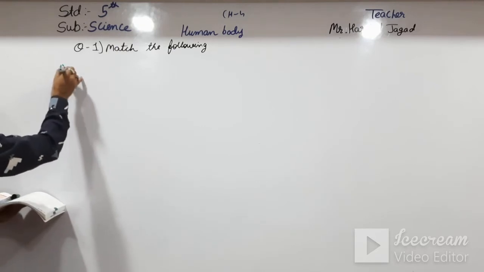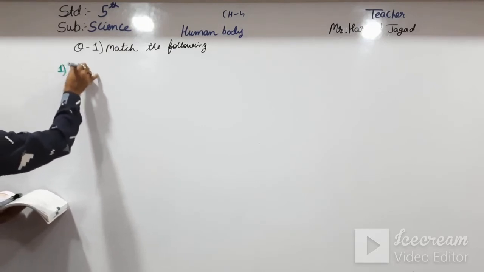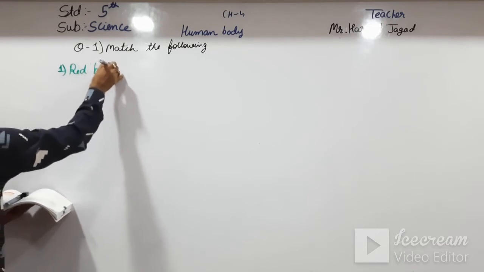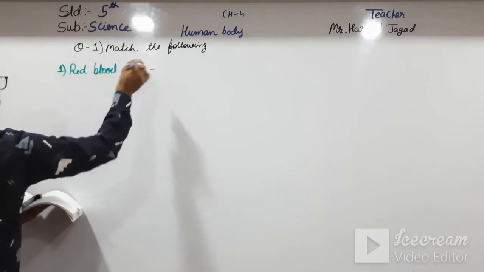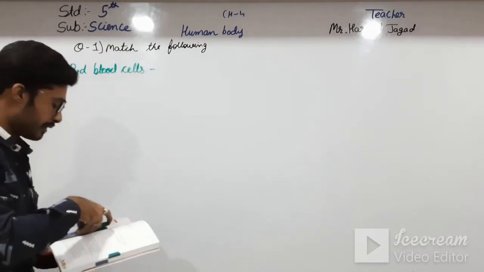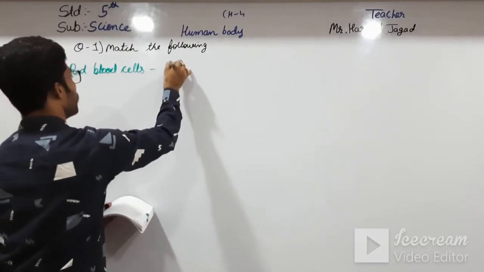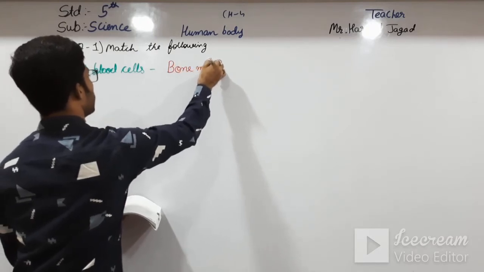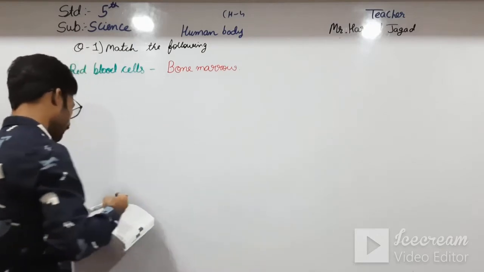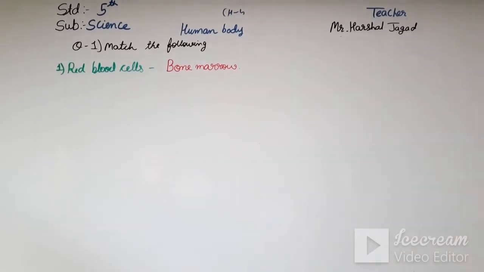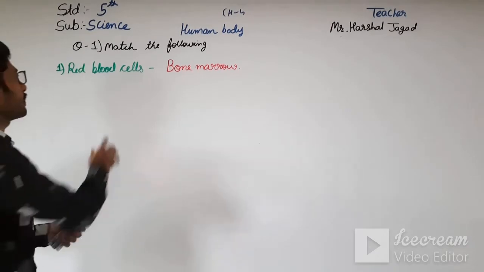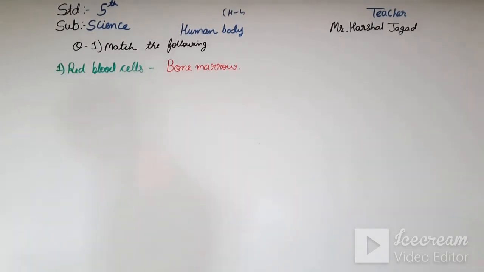So the first one is red blood cell. What is there in the red blood cell? Bone marrow. Okay students, the first answer was red blood cell, bone marrow, and let us see the next.